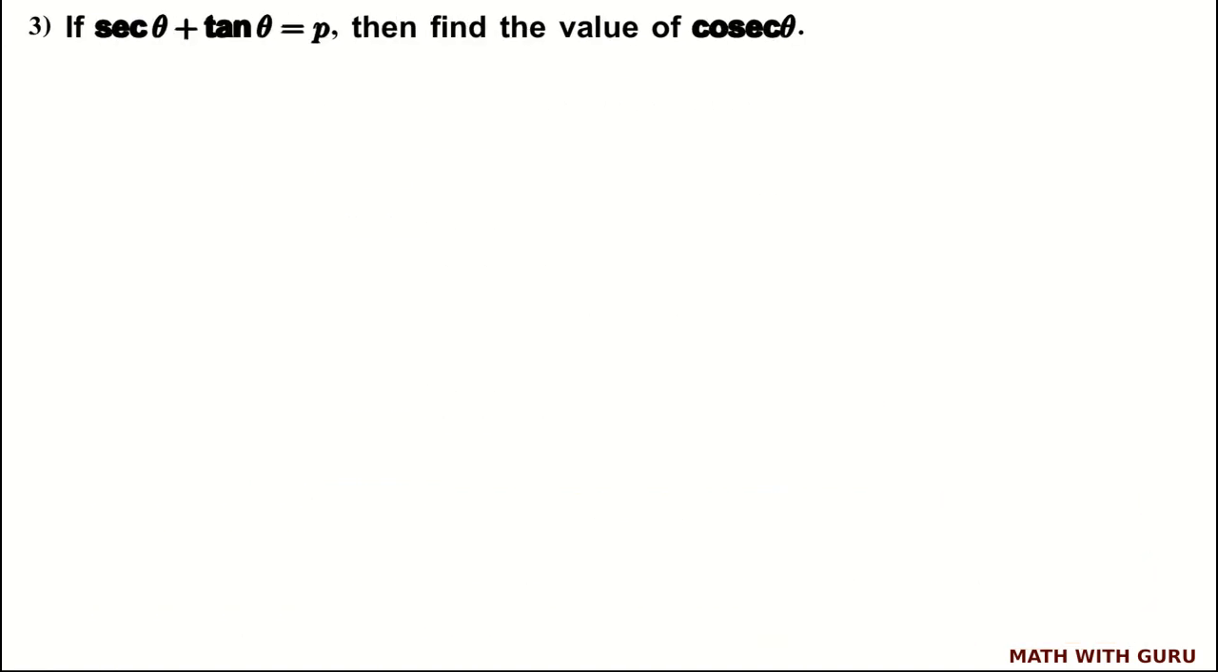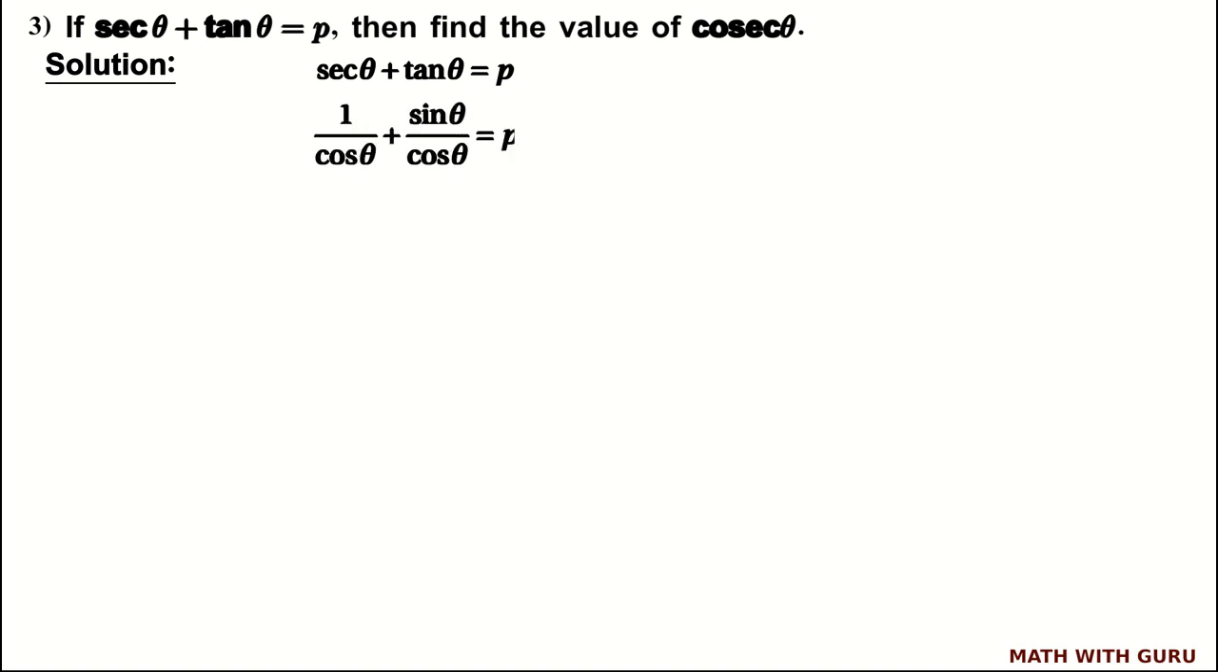Third question. If secant theta plus tan theta equals p, then find the value of cosecant theta. We shall start with the given statement. Sec theta plus tan theta equals p. Sec theta is 1 over cos theta, plus tan theta is sin theta over cos theta, equals p.